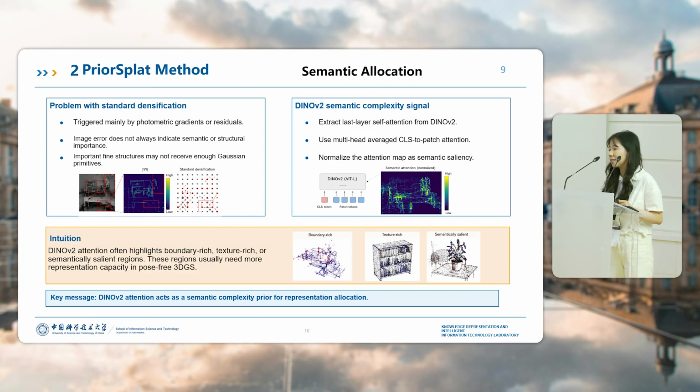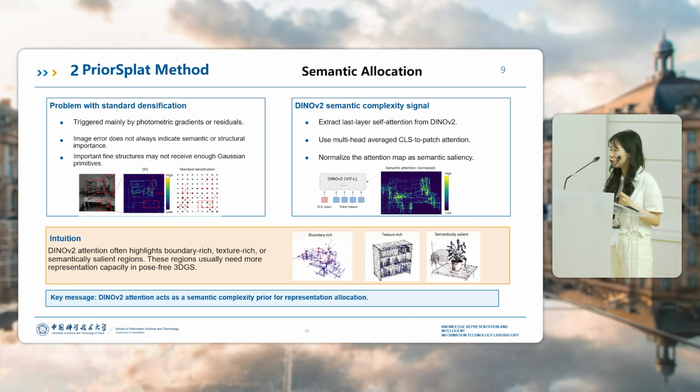Now, for the semantic allocation side, standard densification is driven by photometric residuals. The problem is that image error does not correlate with semantic or structural importance. Important fine structures may not receive enough Gaussian primitives because they are not the dominant source of the rendering loss. So we use DINOv2 to derive a semantic complementary signal.